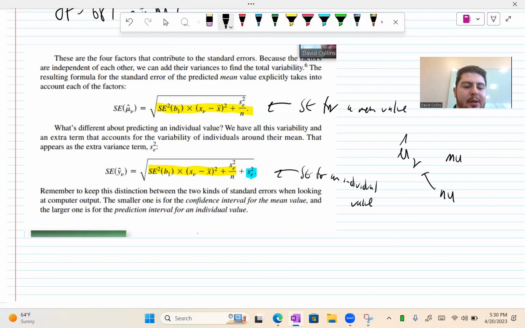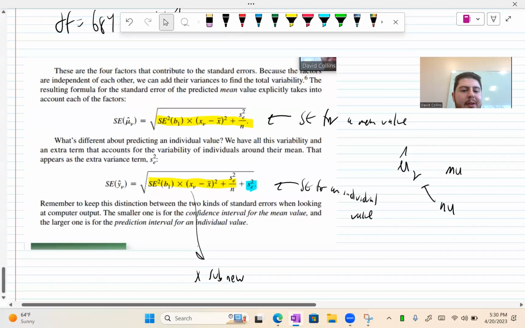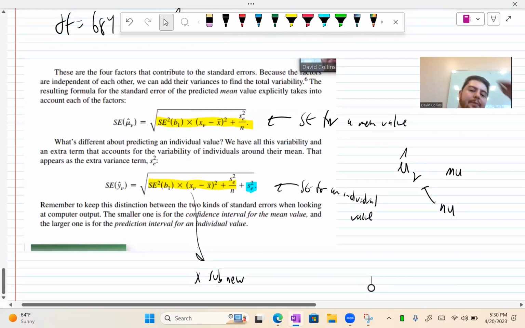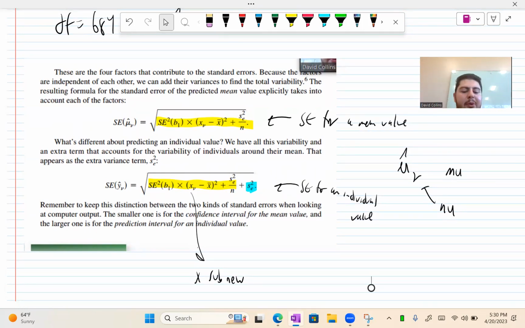So nu, Greek letter nu. So x sub nu is how you say it out loud. It is the particular value that you're focusing on. The equation that we're giving to you on the quiz. Basically, this is for doing what's called confidence intervals for a mean and for a point.